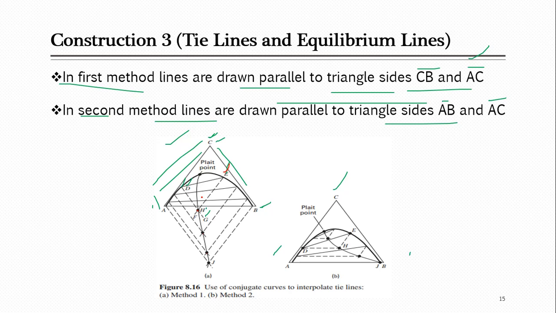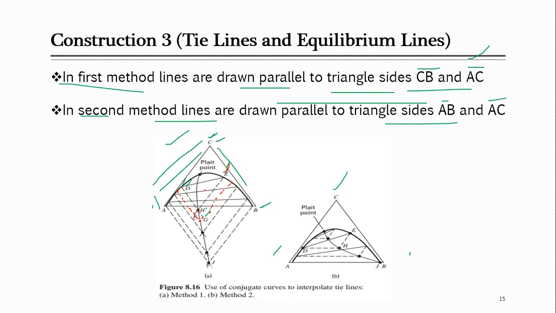What I have to do is reverse this method. Initially I was drawing lines parallel to CB and AC and they were giving some points. Now I can start from here, on this line, suppose I select this point, and draw one line parallel to AC and another line parallel to CB. I'm just reversing what I have done so far. Now you can see they are intersecting the equilibrium line at some point.